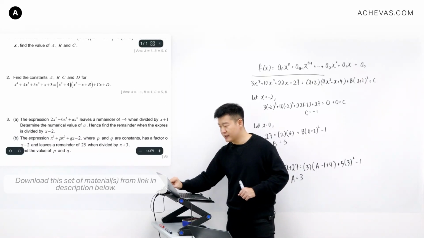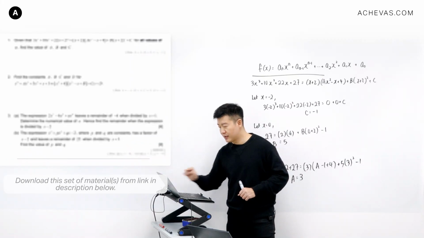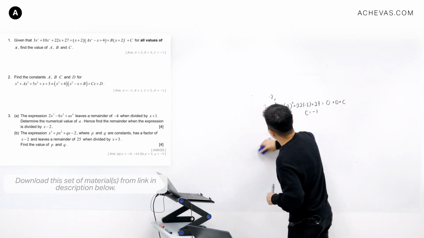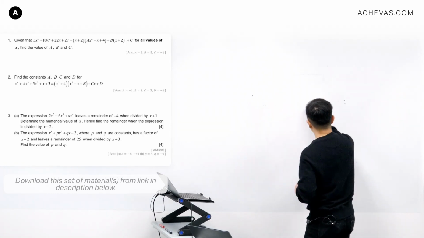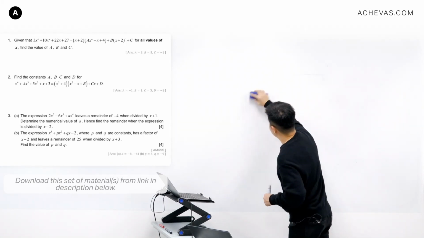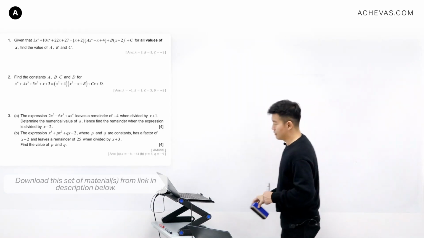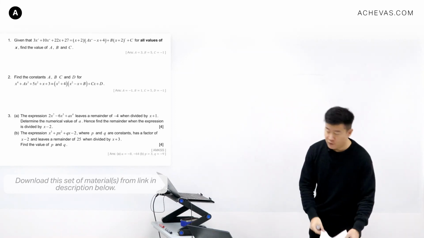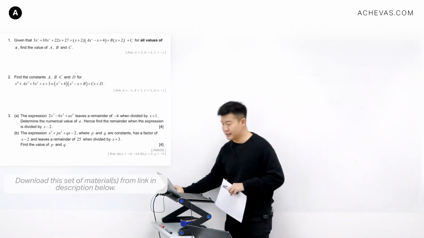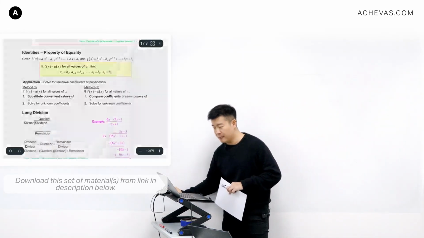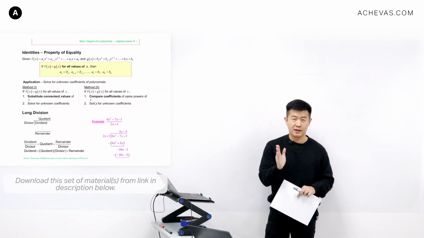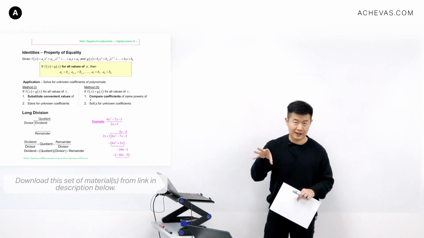So let's take a look at this question over here. Let me write down the polynomial on the board again. And this time, I'm going to use another strategy to solve for the unknowns. We have just used the strategy of applying convenient values of x. Let's go for another strategy, which is this that I've indicated here in the outline. The other strategy is to simply compare the coefficients of the same powers of x.